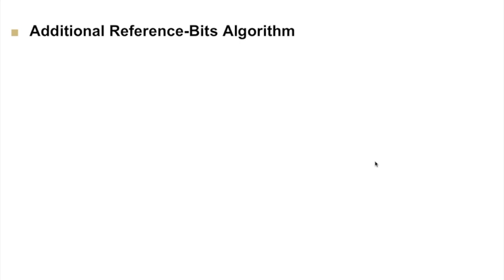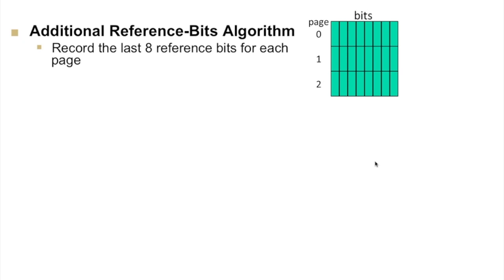So, additional reference bits. Instead of having just a single reference bit, we're going to have 8 different reference bits. When we first create it, we have the page table. It's going to tell us for each page a number of bits. Every time we access the page, we will set that top bit, that first bit.